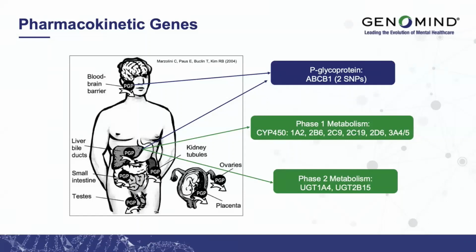So what genes do we look at on our pharmacogenetic panel? Well, we look at 2 of these P-glycoprotein genes. Remember, they affect absorption. We look at 6 CYP450 genes. Here they are, 1A2, 2B6, 2C9, 2C19, 2D6, 3A4, and 5. And then we look at 2 of these phase 2 enzymes, UGT1A4 and UGT2B15. We'll talk about these in more detail.